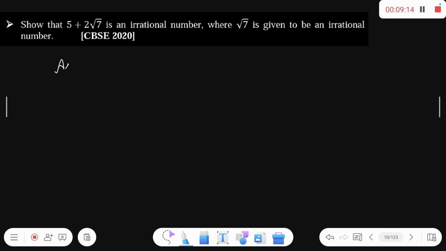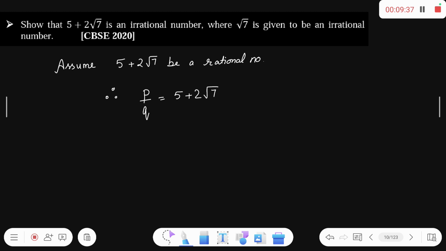Assume 5 plus 2 root 7 to be a rational number. Therefore, p by q is equal to 5 plus 2 root 7. In this type of question, you have to take everything to the other side, keeping the root 7 value on one side. So root 7 is equal to p by q minus 5. Then 2 is in multiplication, hence it goes to division.